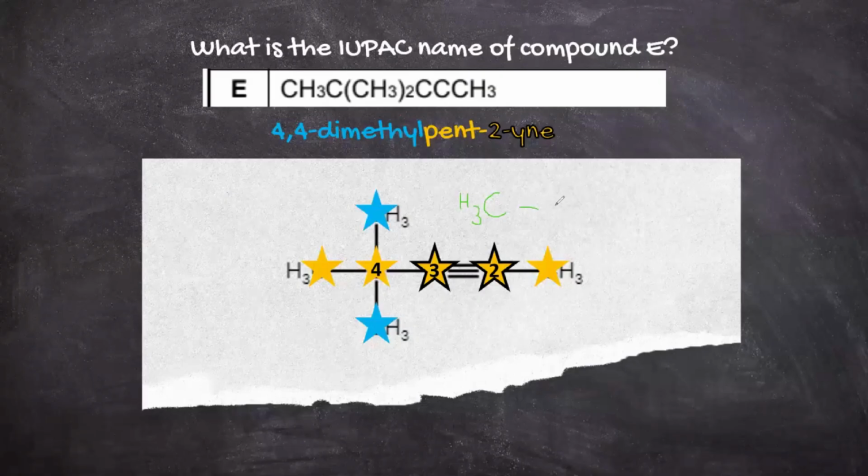CH3, you would have your carbon with your methyl groups on either side. I'm sorry if my handwriting is really bad. I'm doing my best. Please bear with me. Your methyl groups on either side. And then you would have a carbon double bonded to a carbon with a single bond going to the terminal carbon.